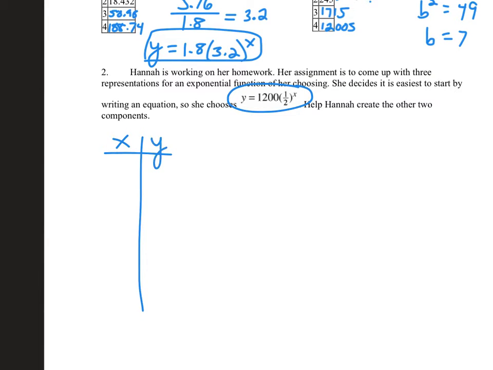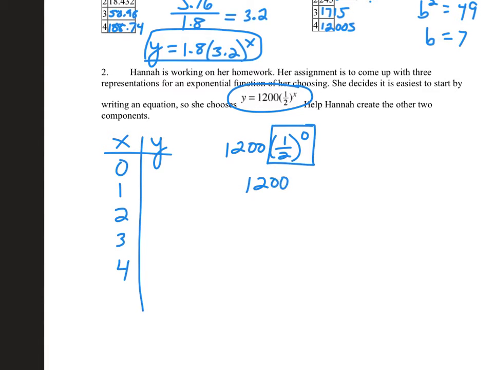X and y, let's do it like the tables were above, 0, 1, 2, 3, and 4. 1/2 to the 0 power. I'll go ahead and write that one out. I'm not going to write all these out, but this one I will. This comes first, and like we said, any number to the 0 power is 1. So 1200 times 1 is, of course, 1200. That makes sense. That's our starting point, so to speak, our y-intercept.